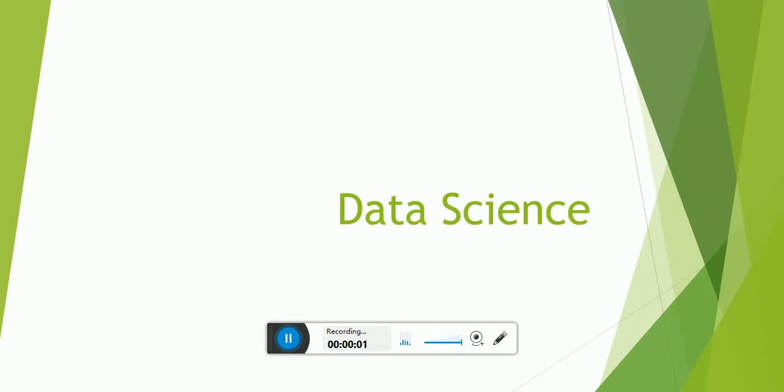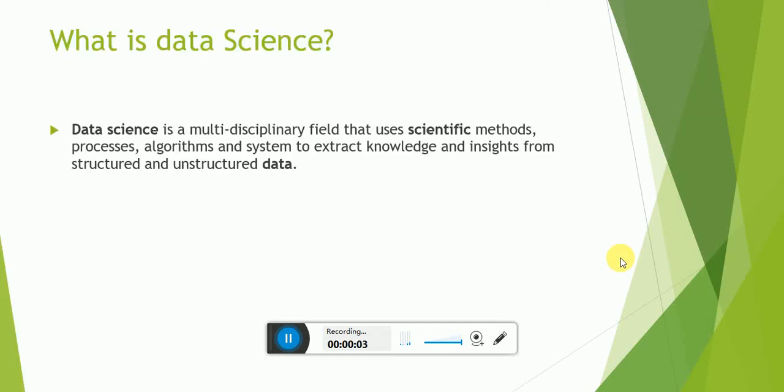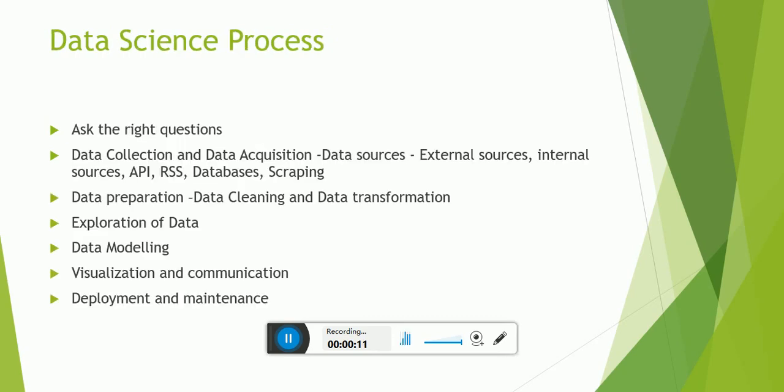Data science. So what is data science? Data science is a multidisciplinary field that uses scientific methods to extract knowledge and insights from structured and unstructured data. So there are a lot of steps in the data science process. You have to ask the right questions.